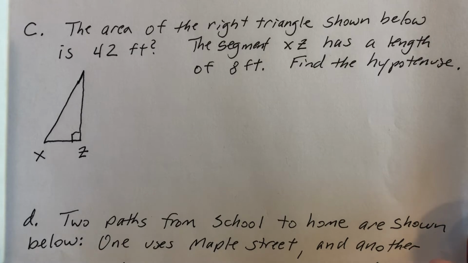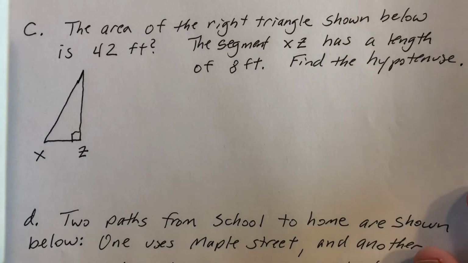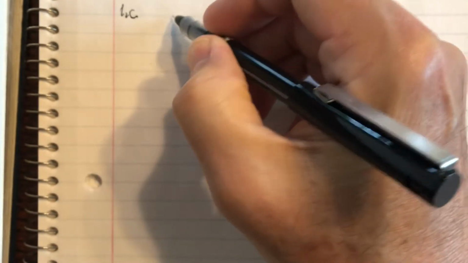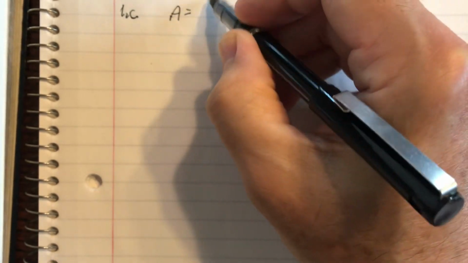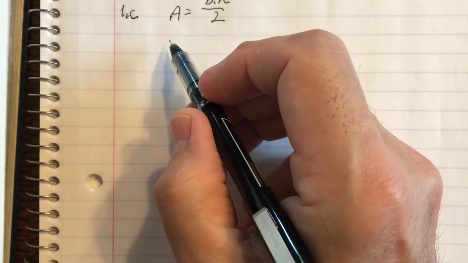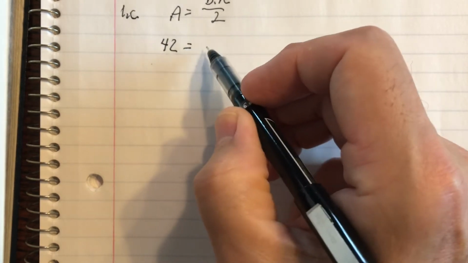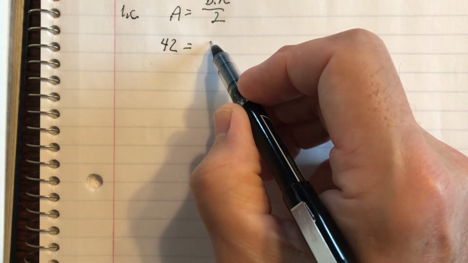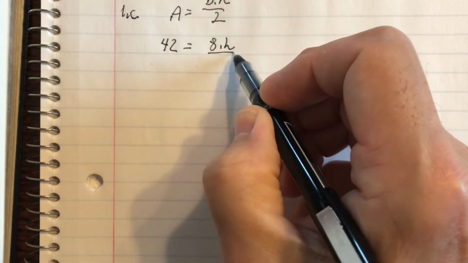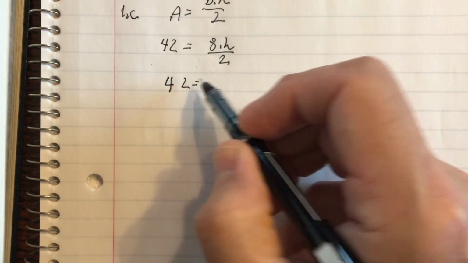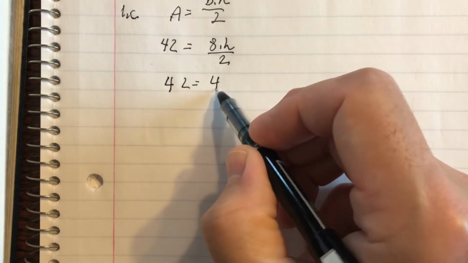First thing I want to do is use my area formula for a triangle. That formula says that the area of a triangle is equal to the base times the height divided by 2. So in my problem, the area is 42, so I'm going to replace the capital A with 42, and then I'm going to have the base, which in my problem is 8, times the height, divided by 2. So that's going to give me 42 equals 8 divided by 2, which is 4, times h.